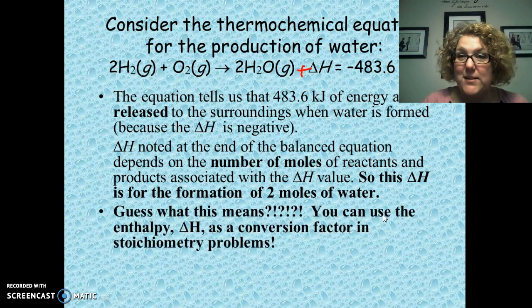So guess what this means? Because this number here, this negative 483, is tied to these coefficients, that means we can do a conversion factor with it. We can do like a mole ratio, but instead of going mole to mole, we're going to go mole to kilojoules. Yay, more stoich.